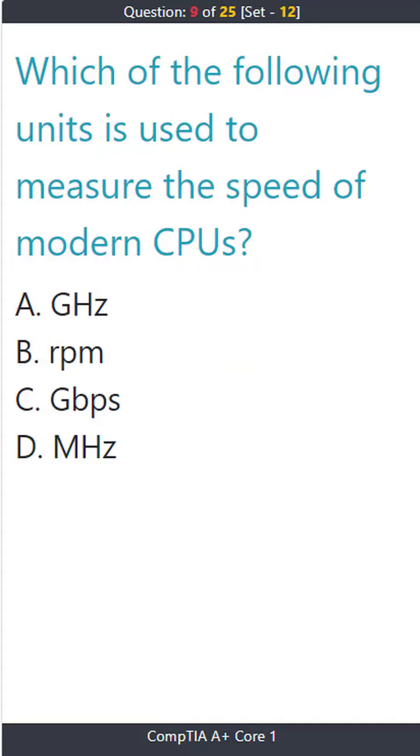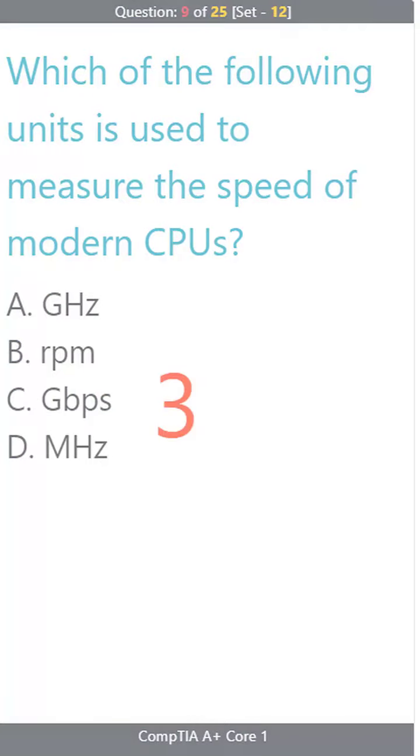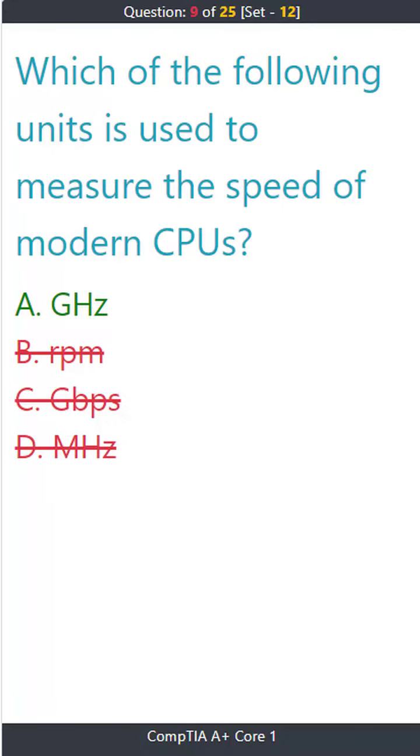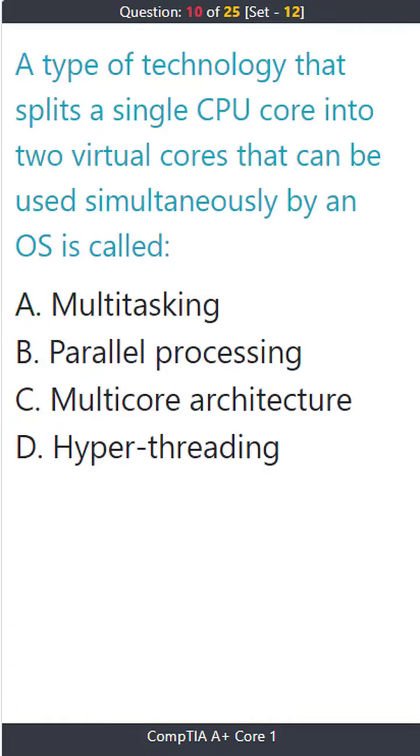Question 9. Which of the following units is used to measure the speed of modern CPUs? A. GHz, B. RPM, C. Gbps, D. Megahertz. The correct answer is A. GHz.